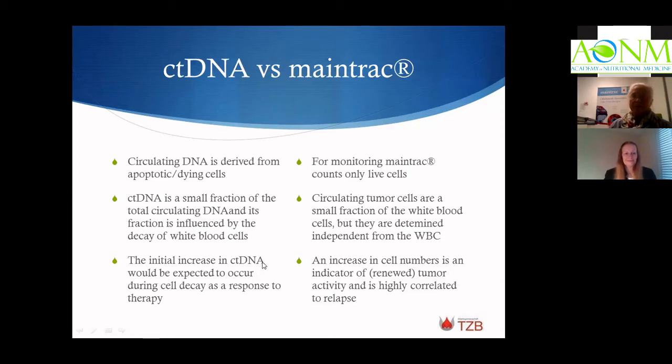It's known that if the cells decay, there will be an increase in circulating DNA. In our approach, an increase in cell numbers is an indicator of renewed tumor activity.